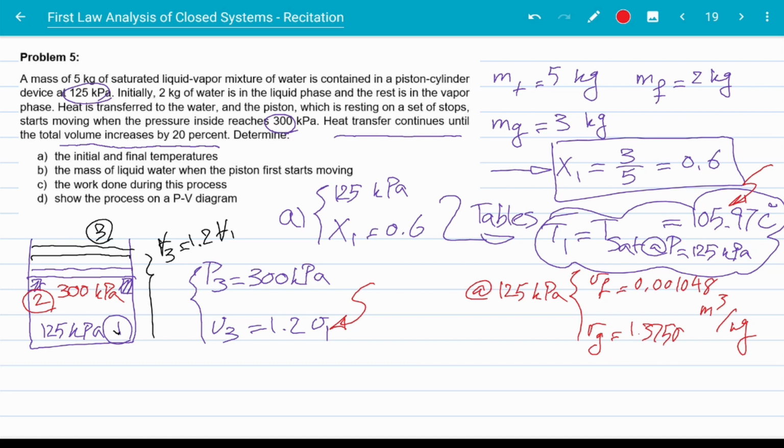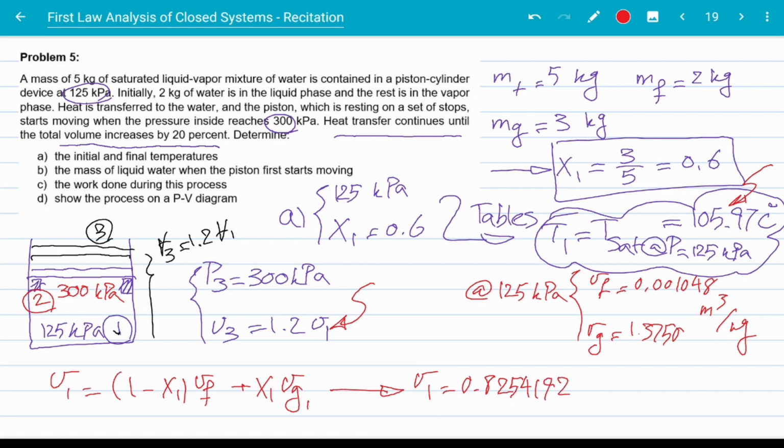Now, the initial quality is 0.6. I can say the specific volume is (1 minus x1) times the specific volume of saturated liquid plus x1 times the specific volume of saturated vapor. Plug in the numbers that we have, we get that specific volume 1 is 0.82549192 meters cubed per kilogram. Okay? So this is the specific volume at the initial state.